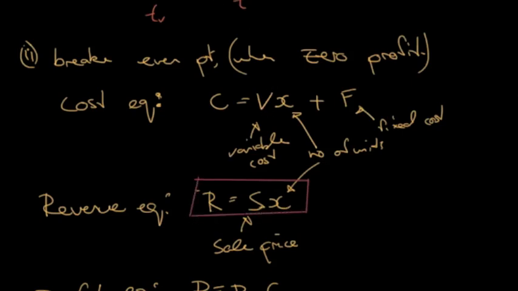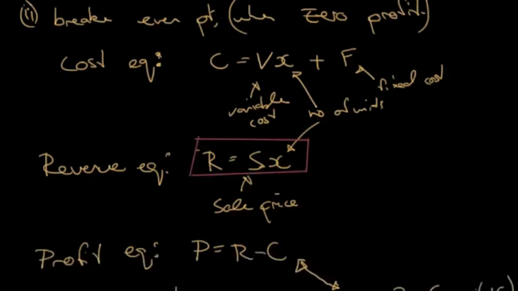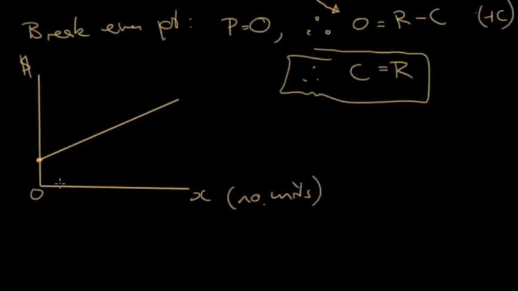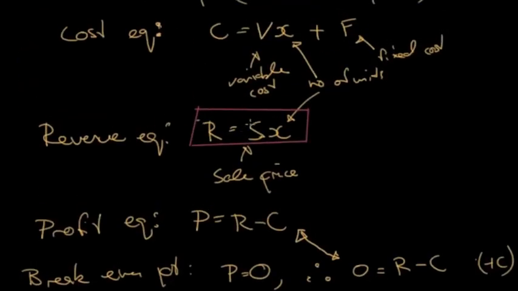And then your revenue equation, there's no additional cost, which means there's no initial cost, should I say, which means you start at 0, but then hopefully you're going to be selling each unit for greater than the cost to produce each unit. So the gradient of the revenue equation is going to be steeper than the gradient of the cost equation. It's going to go up faster.